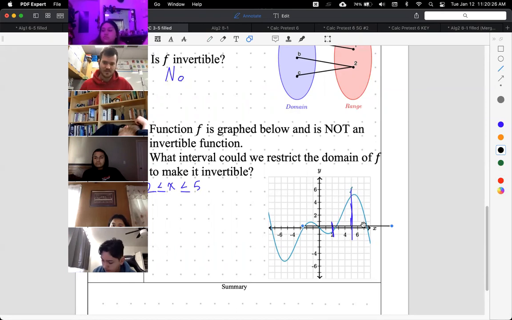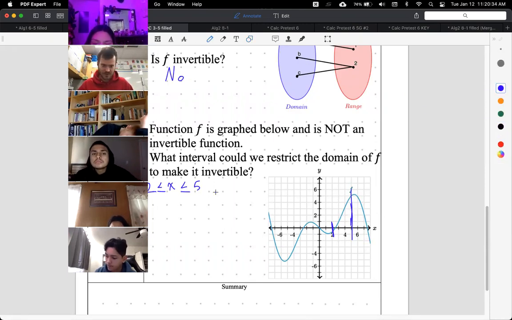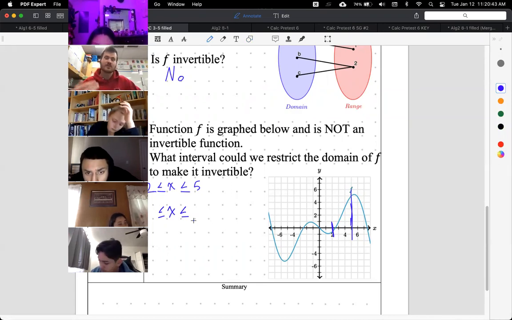Can anyone else make me pass the horizontal line test with a different domain? I'll go ahead and write the hard part for you. The x is between certain points. Between what and what point will also make you pass the horizontal line test? That will make it invertible. Yeah, Ellery.